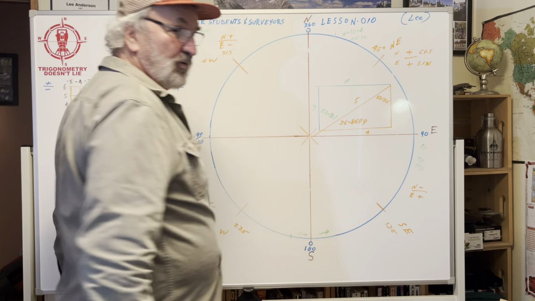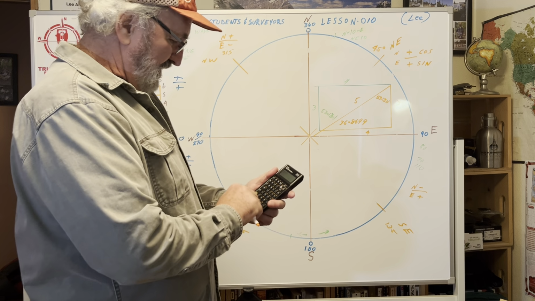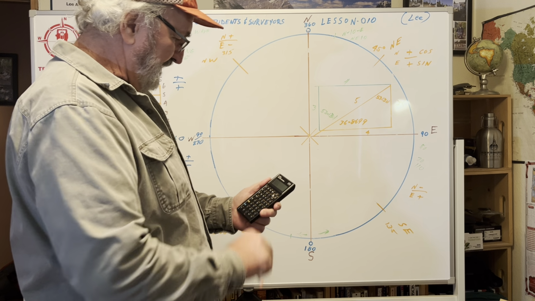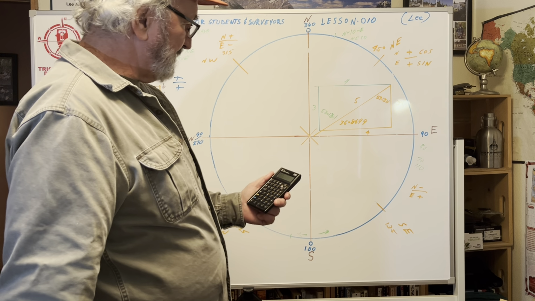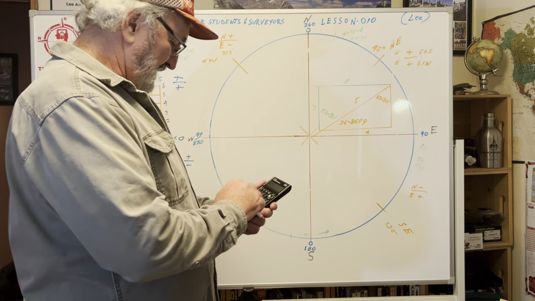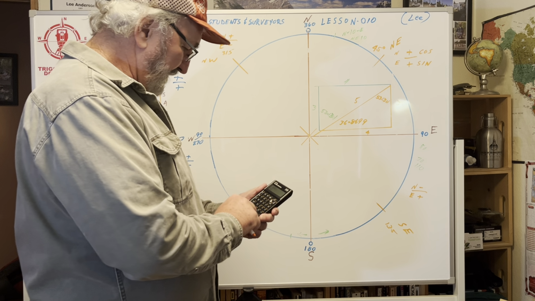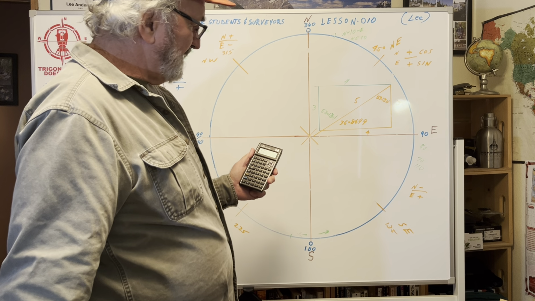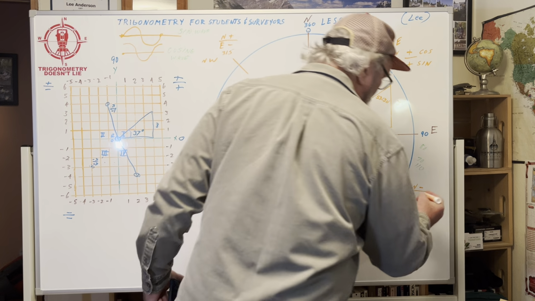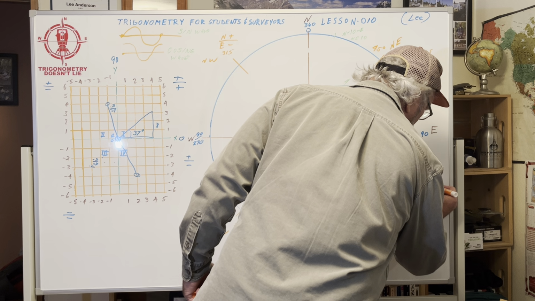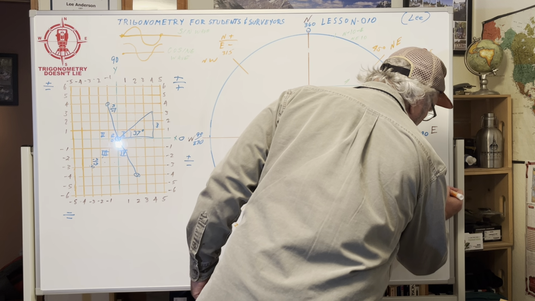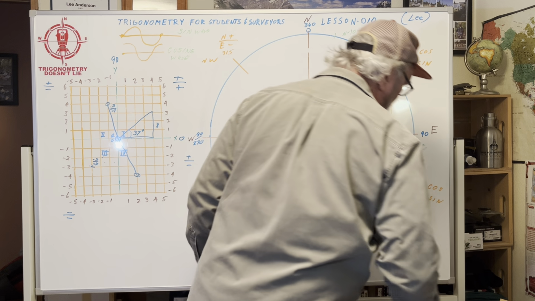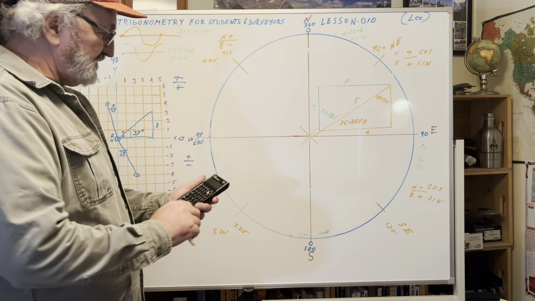Our azimuth is 135. Now we're going to hit cosine. It is a negative 0.7071. And with 135, our sine is going to be a positive. So I'm going to go cosine and sine. Okay, so let's just do that one more time.